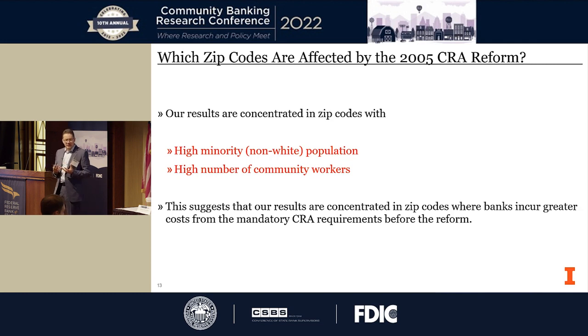If you remember the indirect channel, we release this data, and community organizations will use this data to put some soft pressure. So apparently, in these 2 types of zip codes, high minority population and high number of community workers, some intermediate banks find it hard or costly to follow the CRA requirements, and therefore they change their behavior.